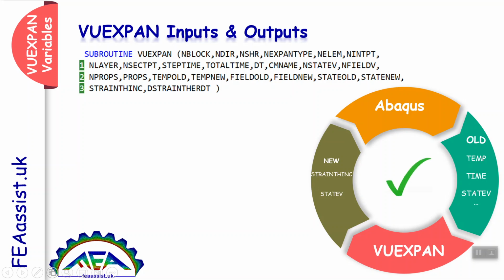This is how Abaqus and UEXPAN interact with each other, which is necessary to well understand to write good UEXPAN subroutines. For example, I explain one of the variables here. Strain thermal increment, delta L per L0, is equal to thermal expansion multiplied by delta T. So this thermal strain needs to be written and defined in UEXPAN subroutine.